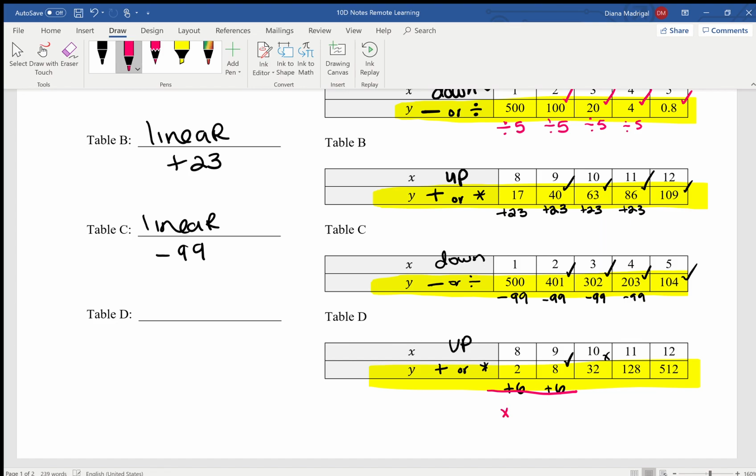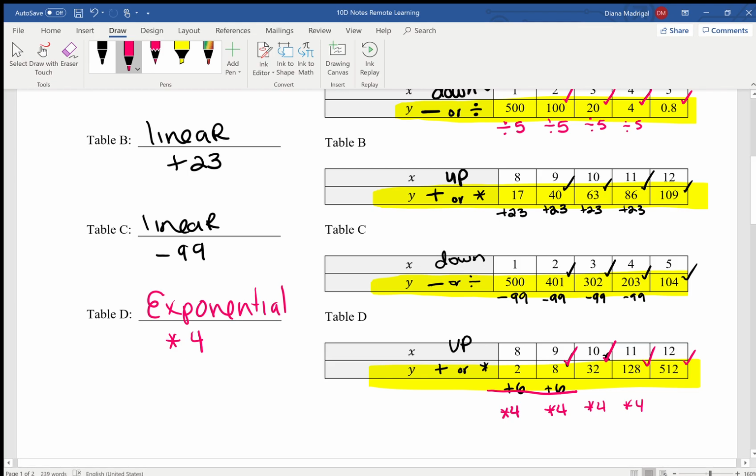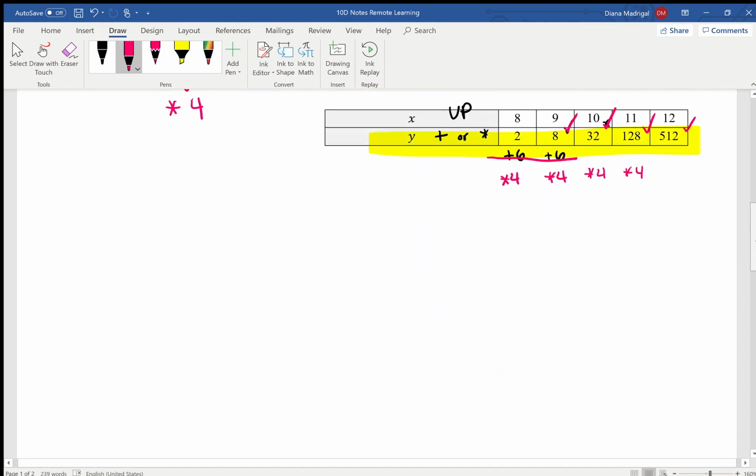So it's not going to be adding. Let's test multiplying. 2 times 4 gives me 8. This is true. 8 times 4 gives me 32. This is true. 32 times 4 gives me 128. This is true. 128 times 4 equals 512. So this is true. So there you go. This is exponential because we are multiplying by 4. Pretty easy.